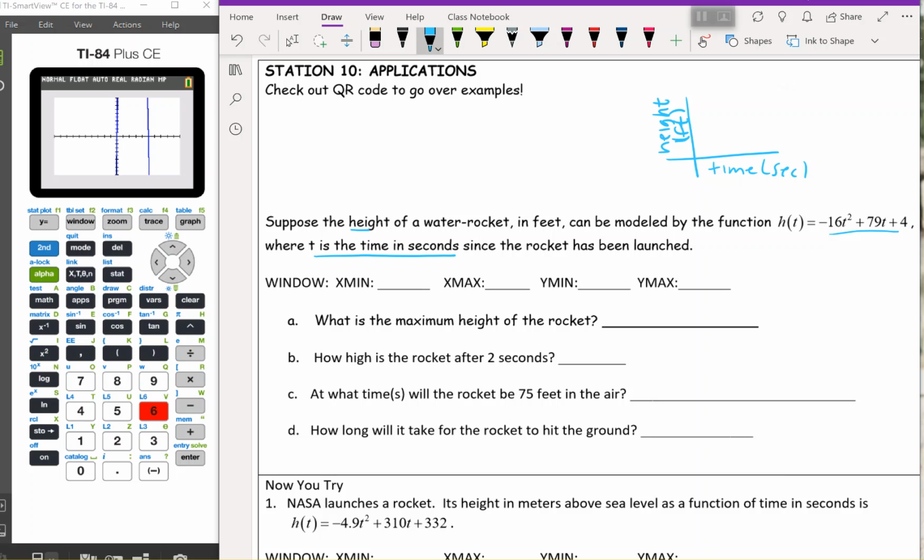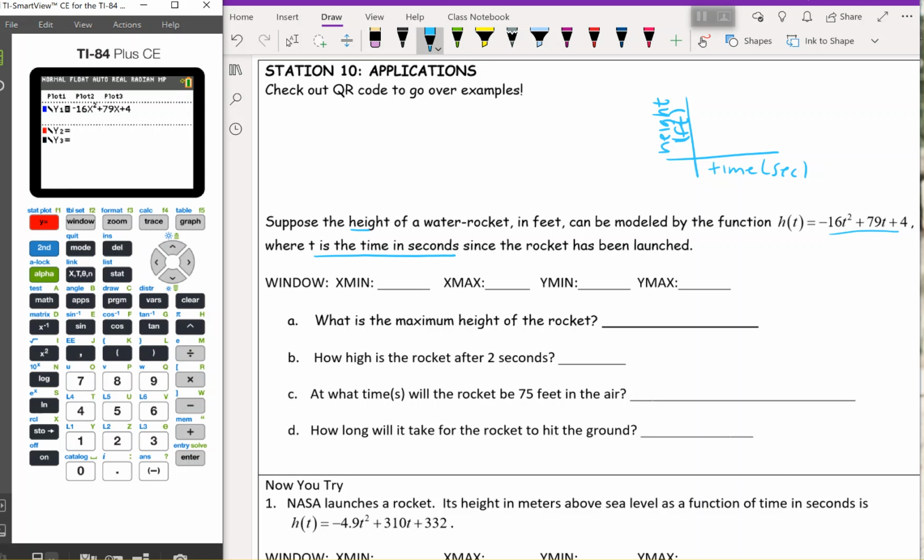Okay? Then you're going to press the y equals screen on your calculator, and you're going to just enter that equation. For the interest of time, I went ahead and already entered it. So pause this if you need to, and then enter it. And then we're going to press zoom 6 to start and see what we get.